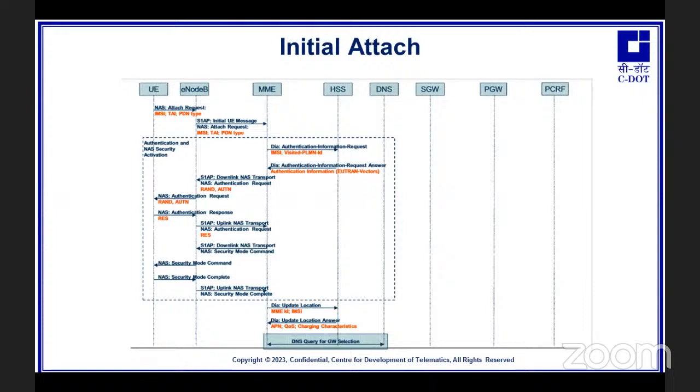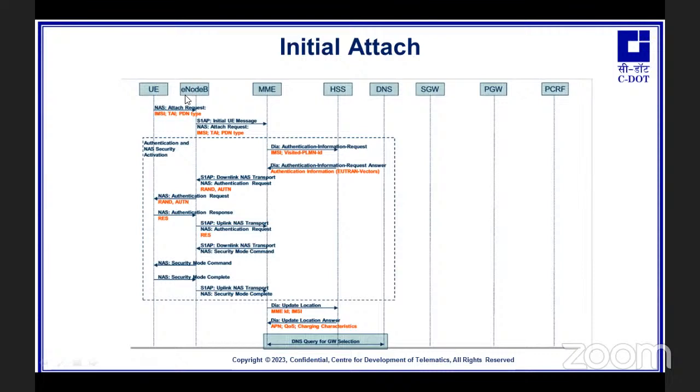So this is the attach call flow. These are the various nodes: UE, E node B, MME, HSS, DNS, S gateway, P gateway, and PCRF. Now see, this is the UE. It sends an attach request to the E node B, right?